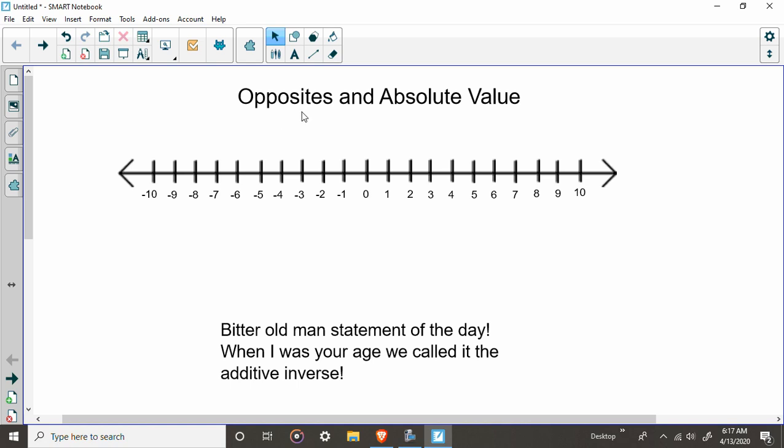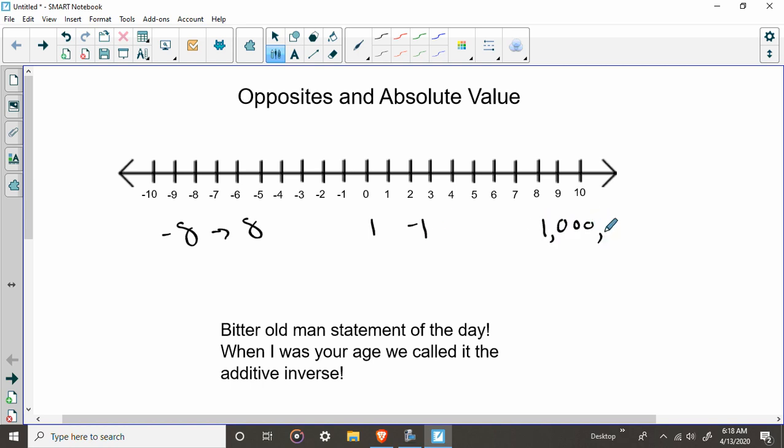Okay, so we're going to start with opposites. It's very straightforward. The opposite of 4 is -4. The opposite of -3 is +3, okay? So really all you want to do here is flip the sign. So for an opposite, what's the opposite of 8? -8. And the opposite of -8 is +8. What's the opposite of 1? -1. What's the opposite of 1,000,000? -1,000,000.